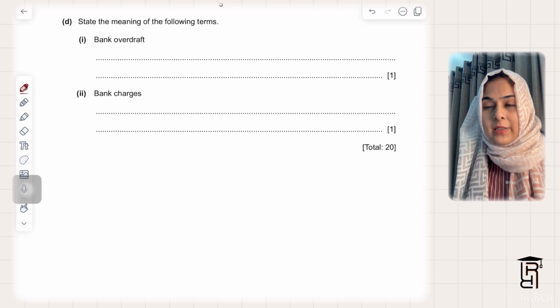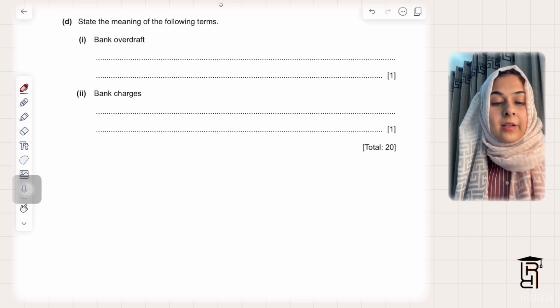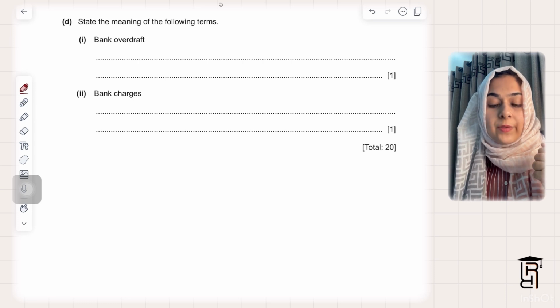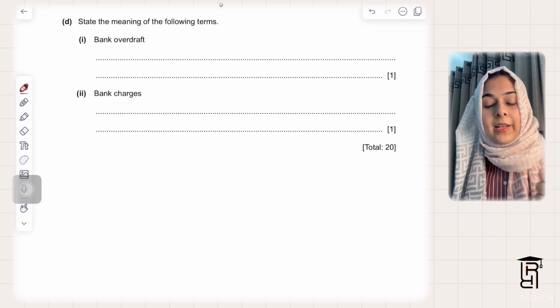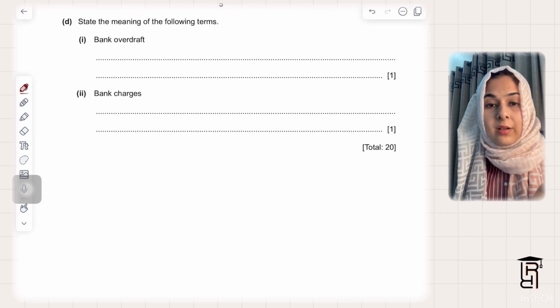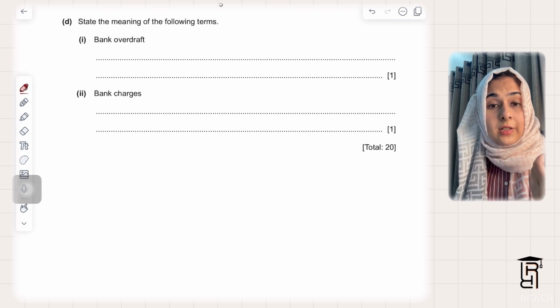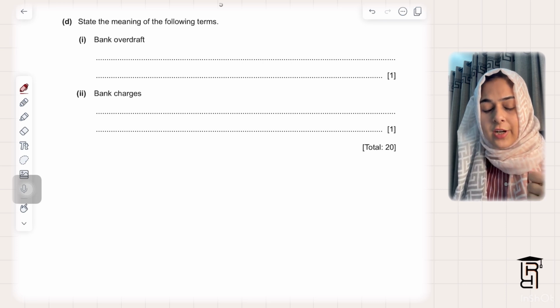Bank charges is basically a fee that the bank deducts from the account of the business for running the bank account. So to keep availing the services with the bank, the business will have to pay a cost for it, and that cost is basically service charges that the bank charges the business.